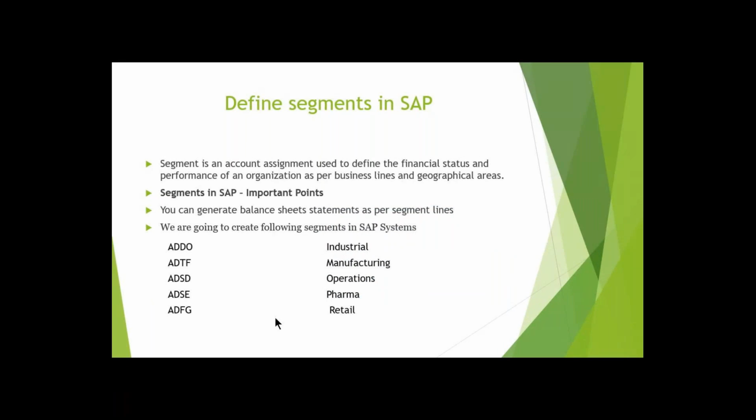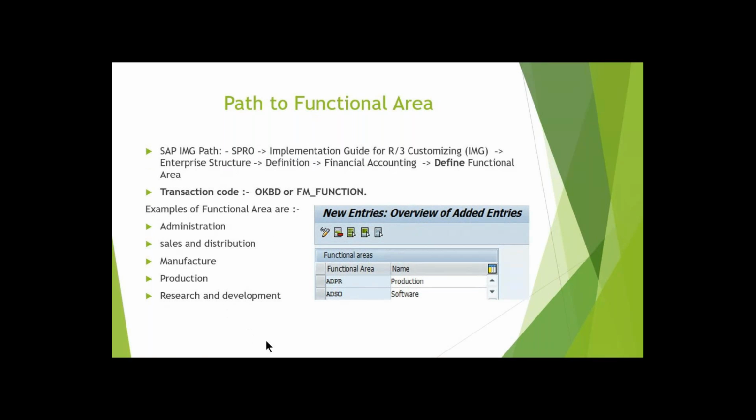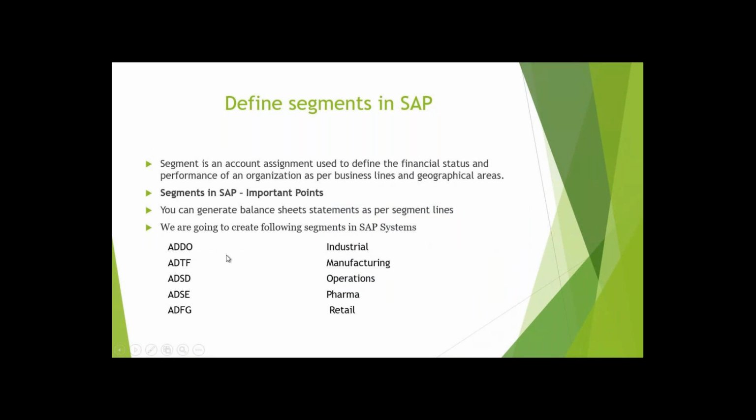Now you had a segment. See, segment and functional area are a little bit kind of the same, but in functional area you will represent the function under the state. Administration, sales and distribution, manufacture, production, research and development can be done under one company only, one functional area itself. So here what happens: if you want to create the balance sheet as per the segments.